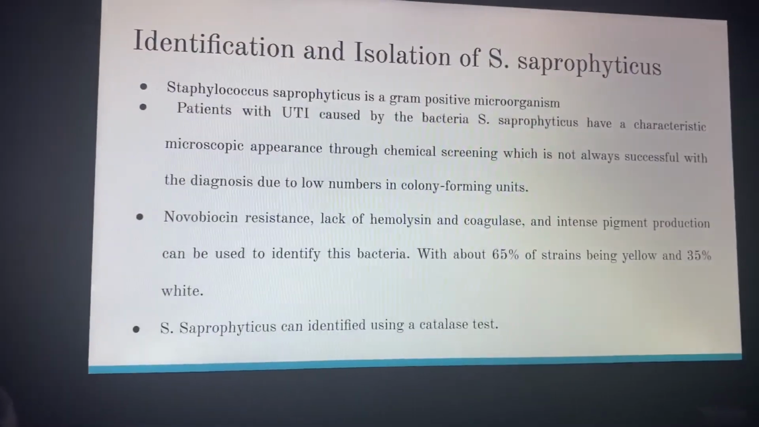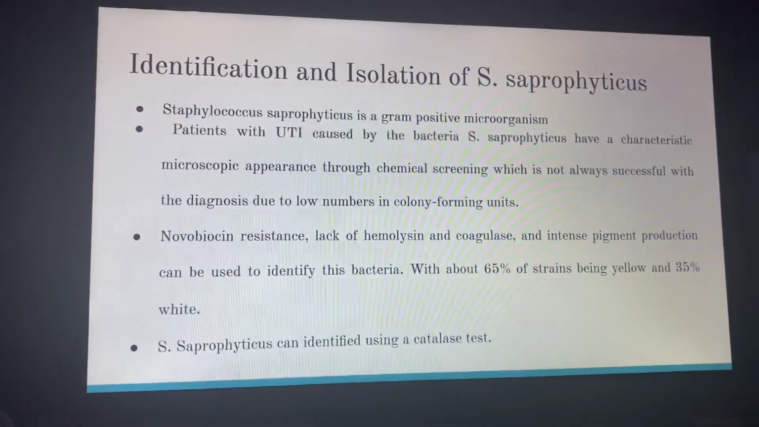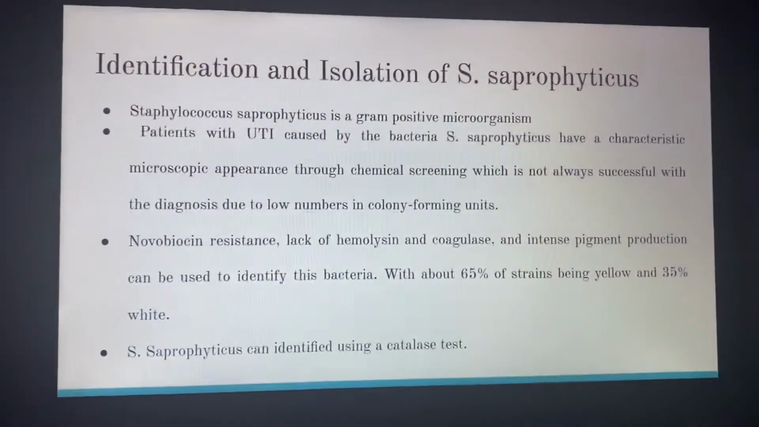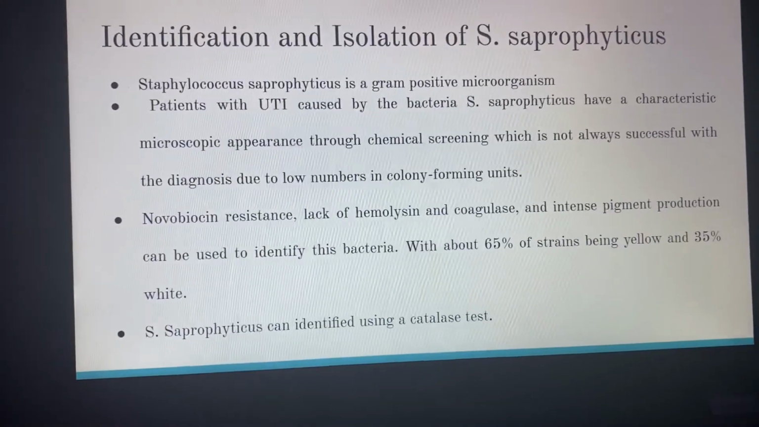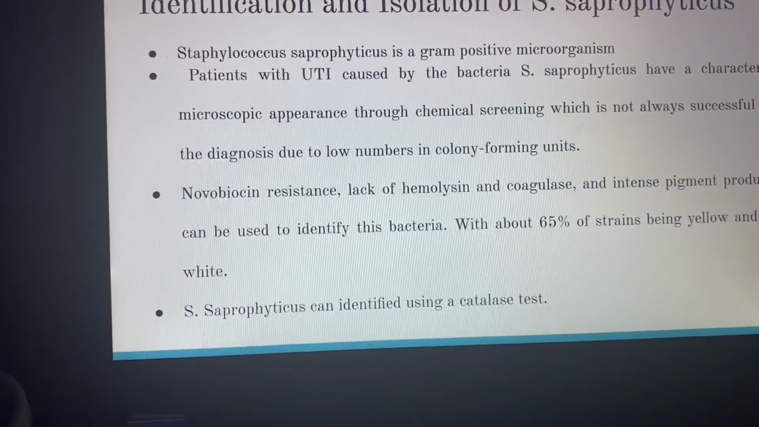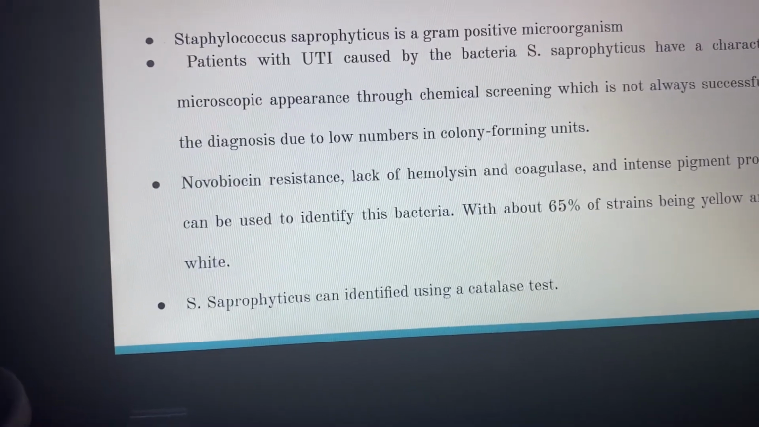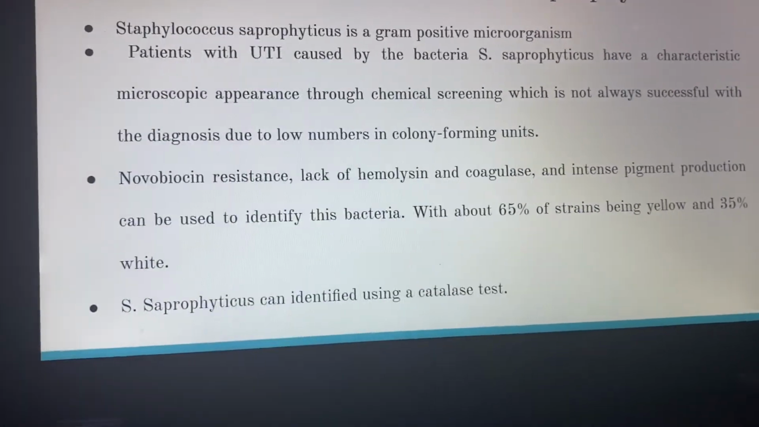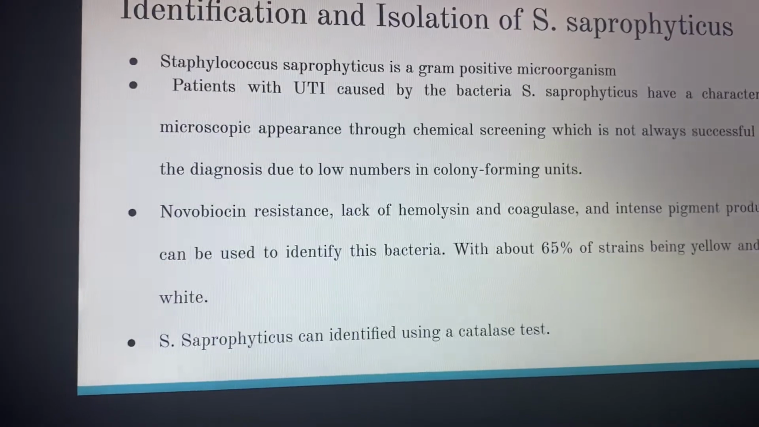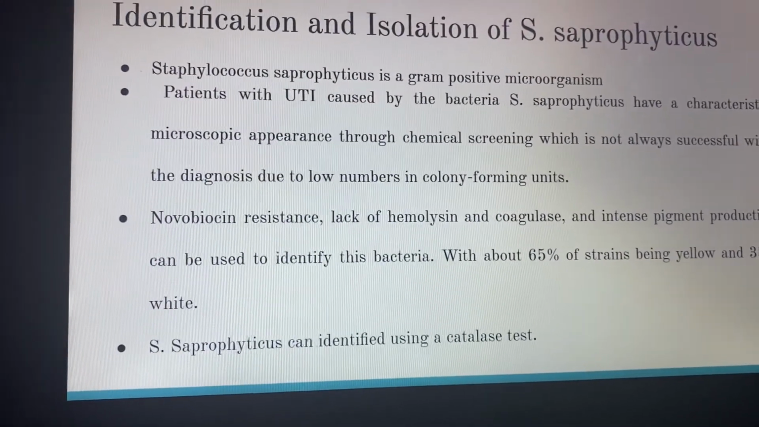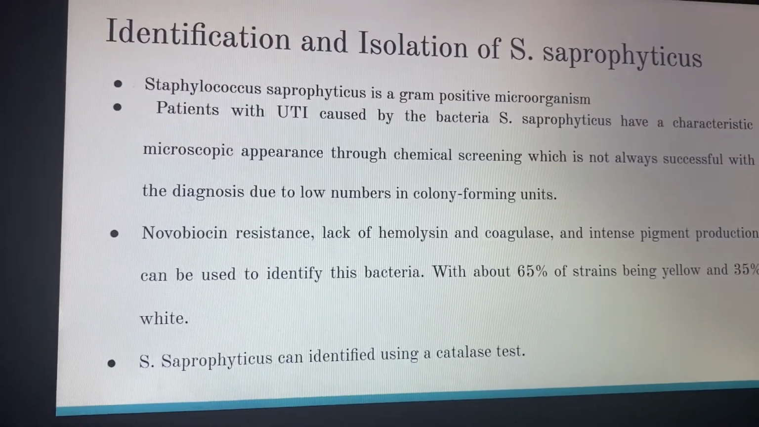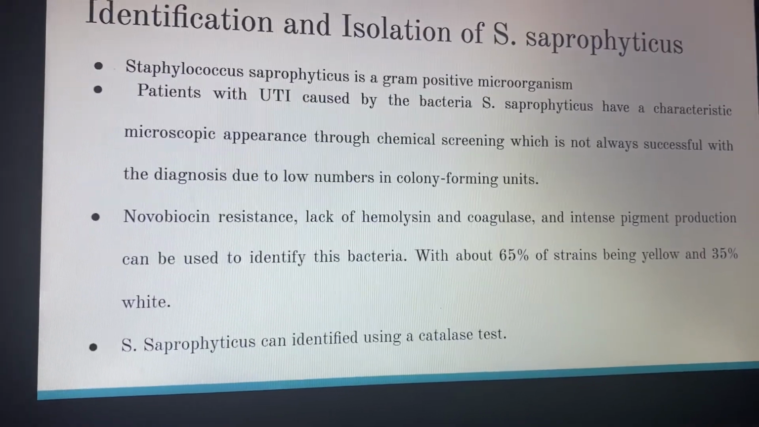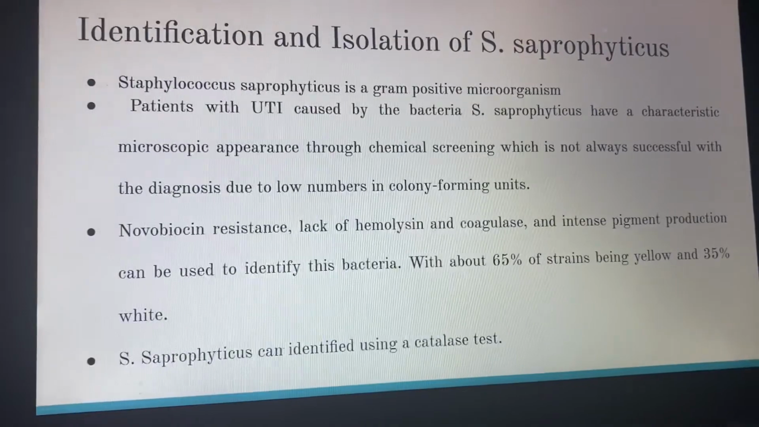Now, identifying and isolating S. saprophyticus. Now, S. saprophyticus is a gram-positive microorganism contrary to E. coli. Now, patients with UTIs caused by this bacteria show a microscopic characteristic through chemical screening, but this isn't always successful due to low quantities of colony forming units. Now, it can be identified, however, through novobiocin resistance, lack of hemolysin and coagulase, and it'll have an intense pigment production, with about 65% of the strains being yellow and 35% being white, roughly. Now, this can be identified using a catalase test.